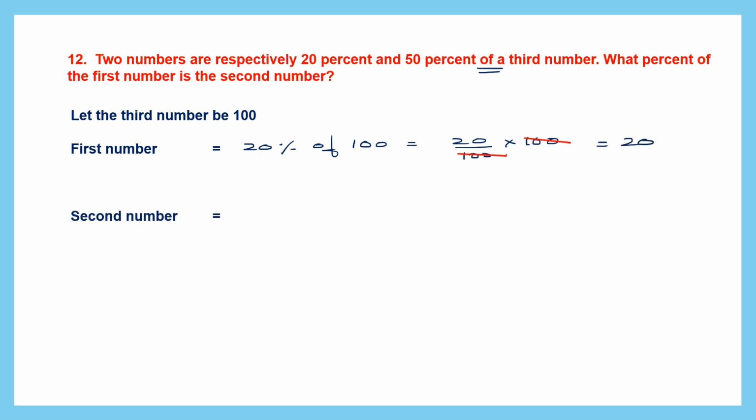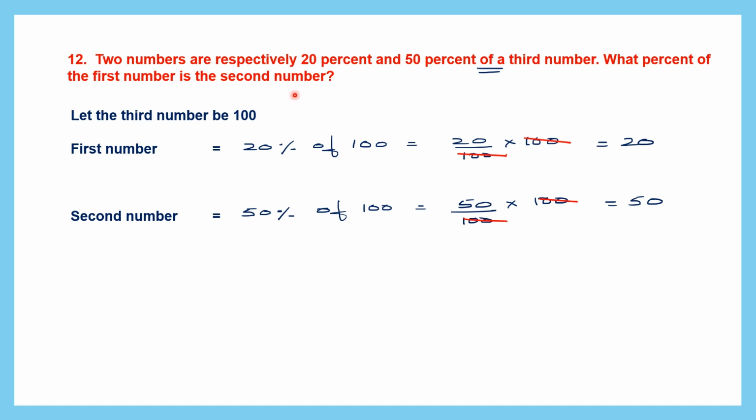Now the second number is 50% of the third number. So 50% of the third number, which is 100. So 50% is 50 by 100. Of is into and multiply by 100. Now we can cancel the hundreds and what is left is 50. So we have the first number and the second number. Now what do we have to find? What percent of the first number is the second number?